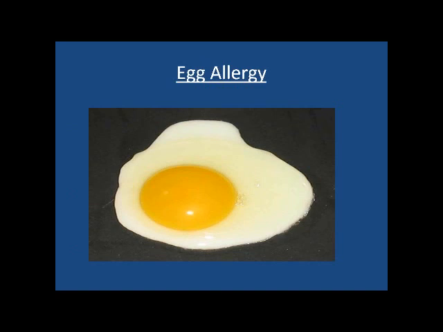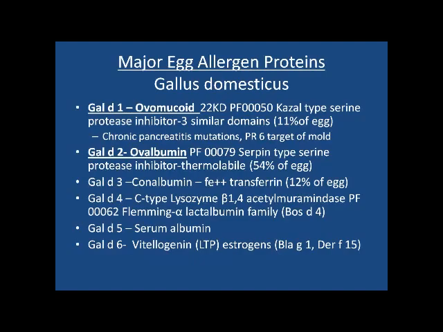So, what about egg? Okay, egg, we've already talked about this a little earlier this morning, but Gal d 1 is ovomucoid. It's 11% of the protein of an egg, and it's a serine protease inhibitor with 3 similar domains, which makes again nice for cross-linking. It's also when humans are lacking this in their pancreas, obviously the trypsin can start digesting the pancreas, and it's responsible for pancreatitis in people who have mutations of this particular protein.